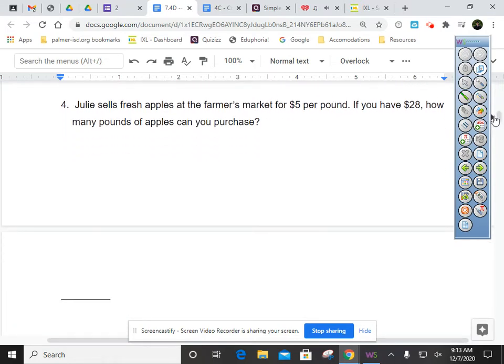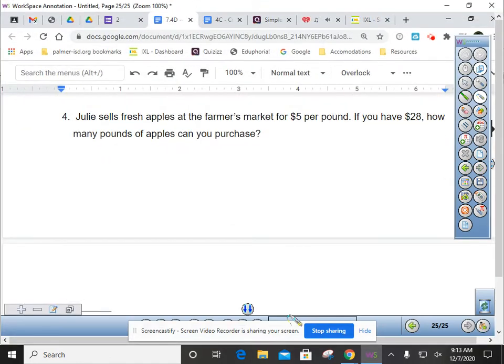Look at number 4. Julie sells fresh apples at the farmer's market for $5 per pound. If you have $28, how many pounds of apples can you purchase?